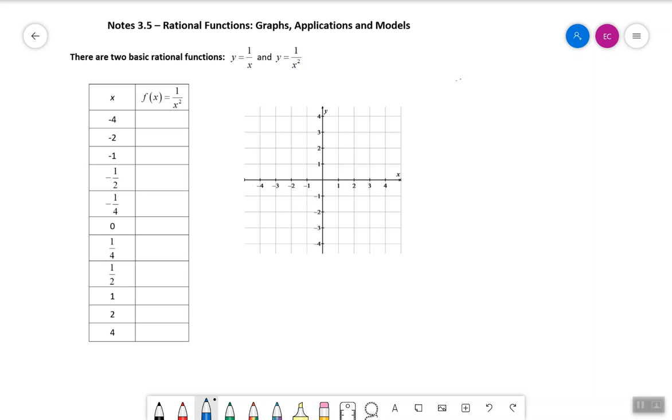Let's continue in section 3.5. We already talked about the function 1 over x, and now we want to look at 1 over x squared. We're going to make a table and a graph, and we're going to find some asymptotes. And you might want to stop the video now and fill in the table and make the graph for yourself to see how you do.